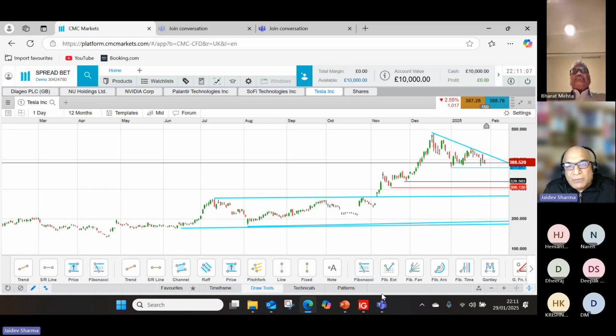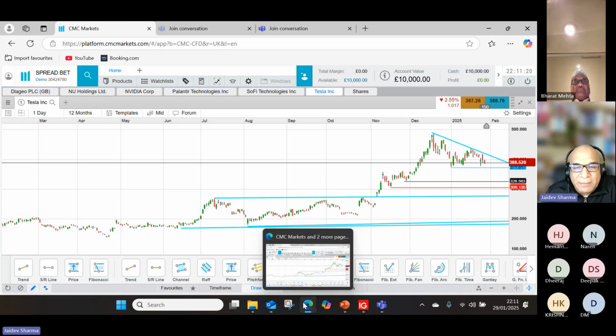See, there is another thing which I wanted to show you. Have you heard of Fibonacci? Yeah, heard of it, but never understood what it means. Yeah, so Fibonacci is basically a mathematical pattern. You can Google it. 1:1.6, which is the golden ratio in nature. There is a mathematical formula for how the Fibonacci numbers move.